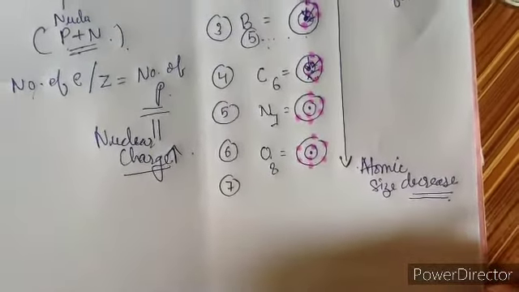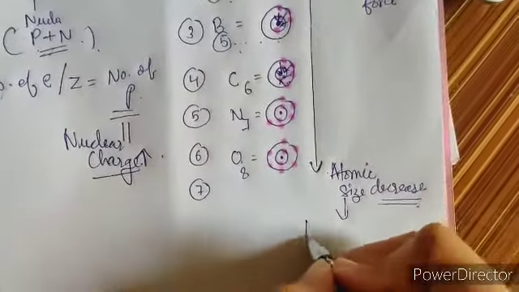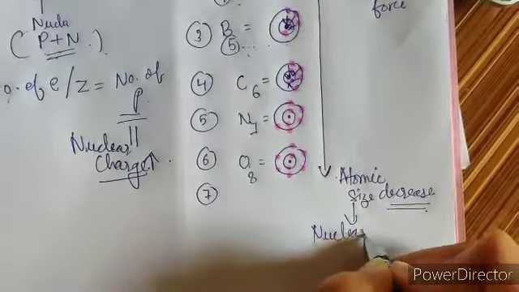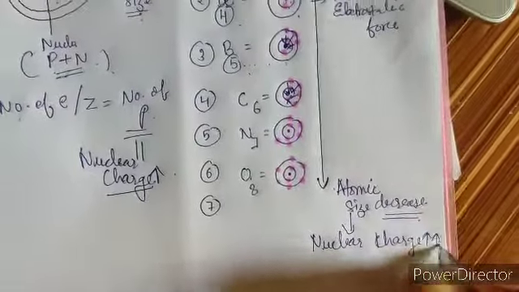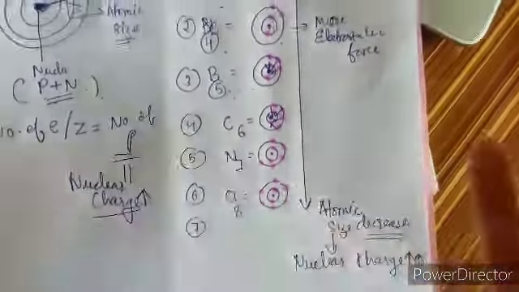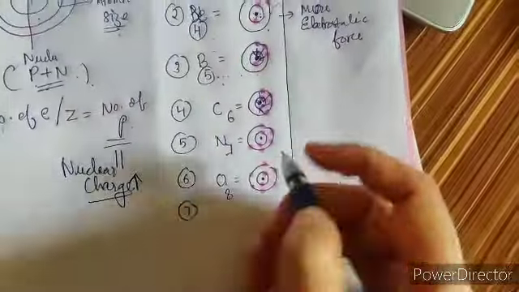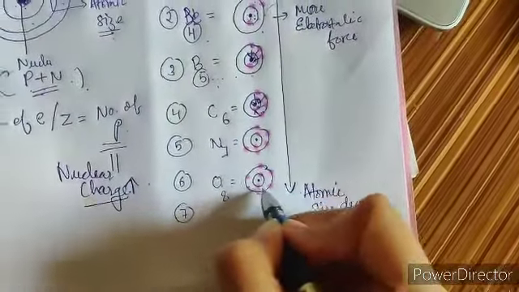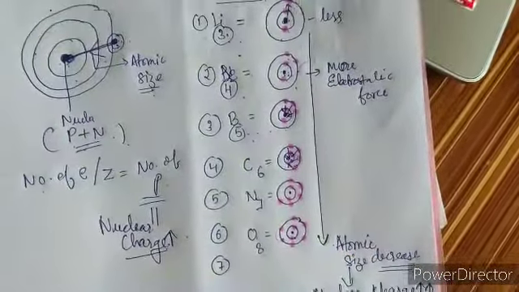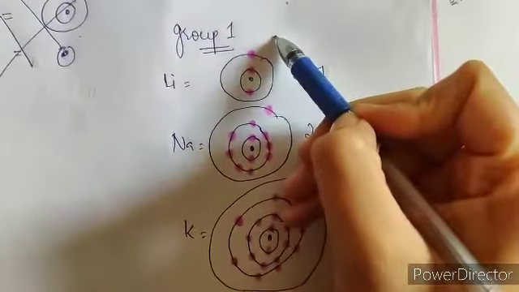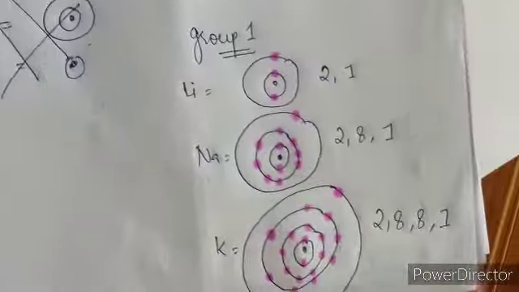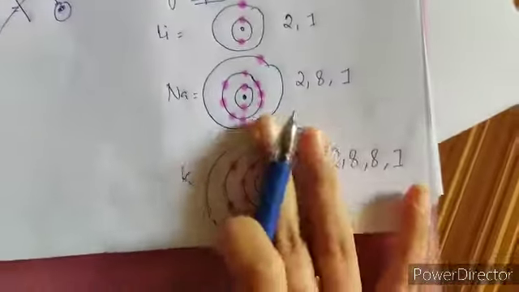And why is the atomic size decreasing? Because nuclear charge is increasing. Nuclear charge will increase, and the more the nuclear charge, the more strongly the electrons will be attracted in this last shell. Understood or not? Now we will see what happens in the case of a group. Okay, a simple example, we are taking group 1 because you are familiar with the group 1 elements.